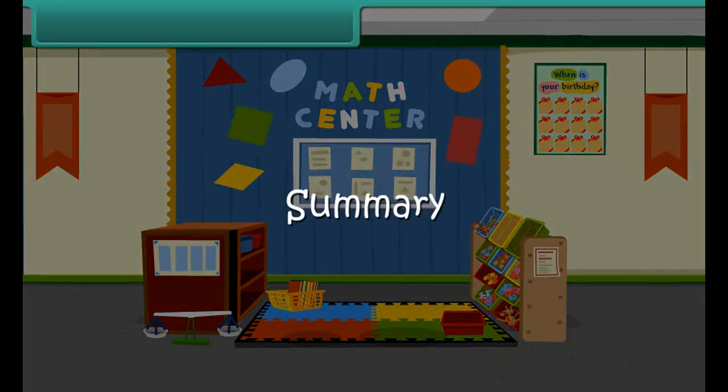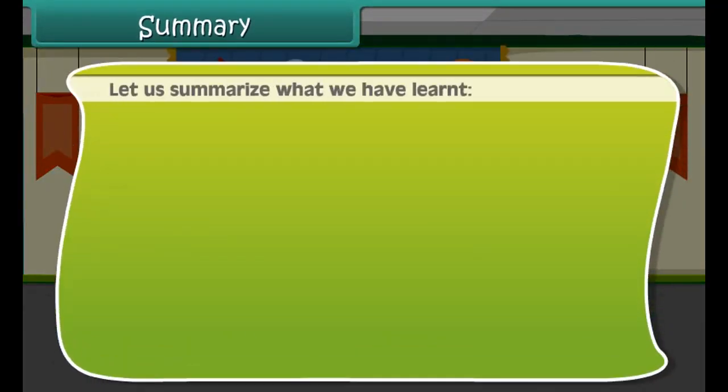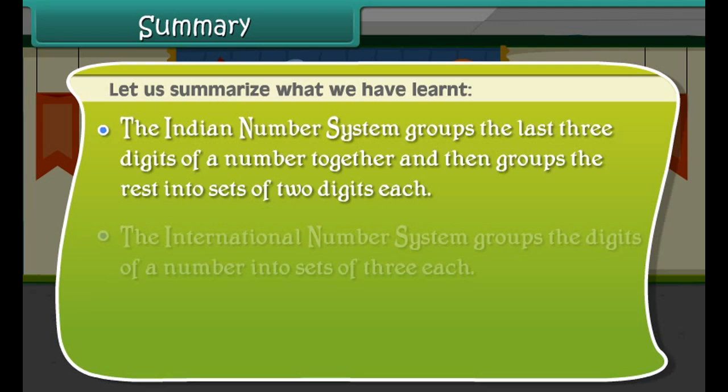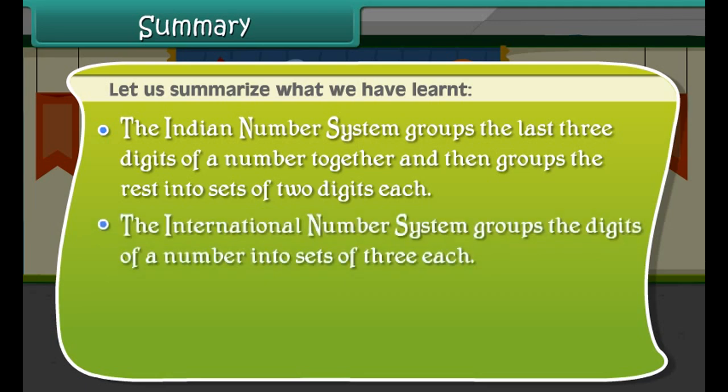Summary. Let us summarize what we have learned. The Indian number system groups the last 3 digits of a number together and then groups the rest into sets of 2 digits each. The international number system groups the digits of a number into sets of 3 each.